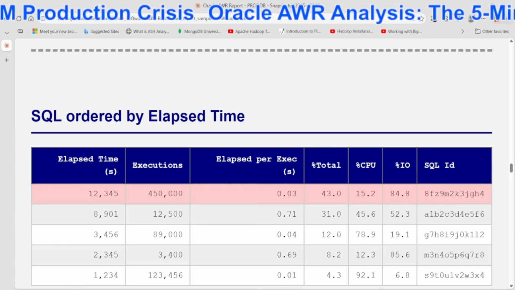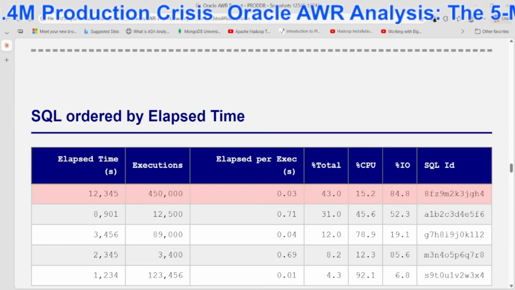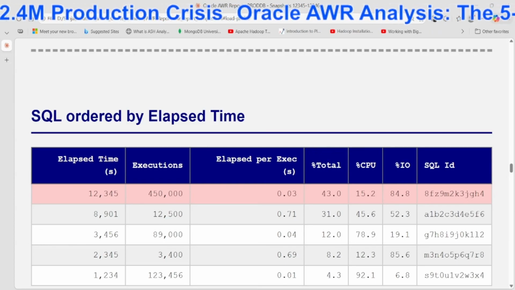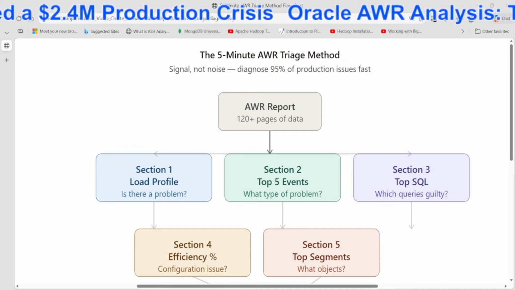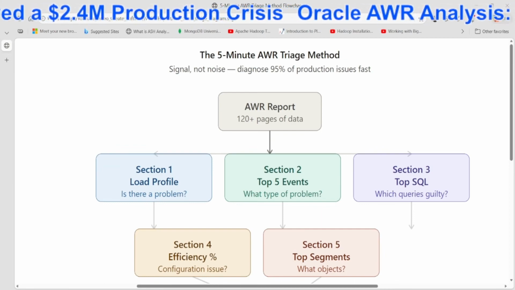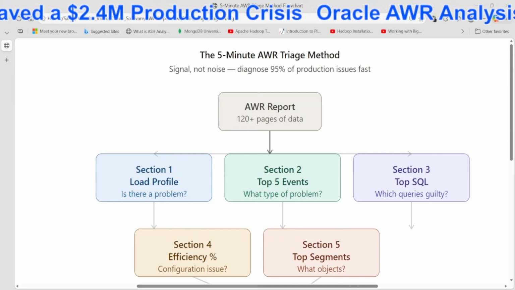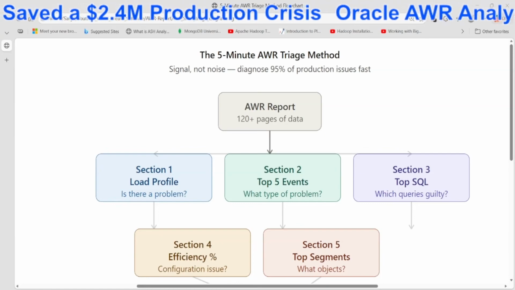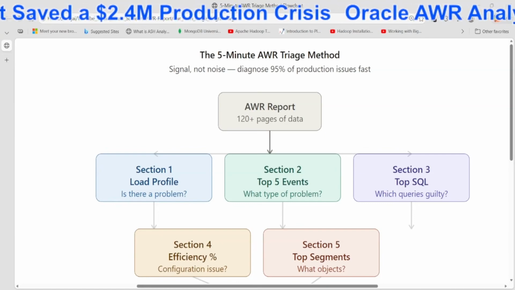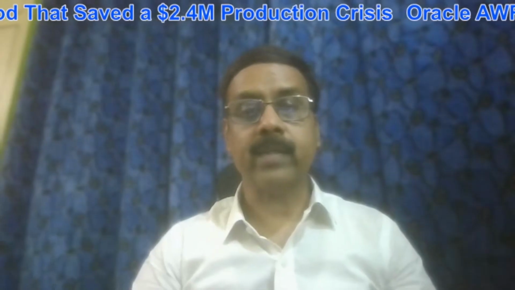And the good news is there are 5 specific sections in the AWR report that can answer all of them. I call this the top 5 rule. In the next part, I will walk you through each of these sections and then we will look at a real production issue and apply this method step by step. Let's get into it.